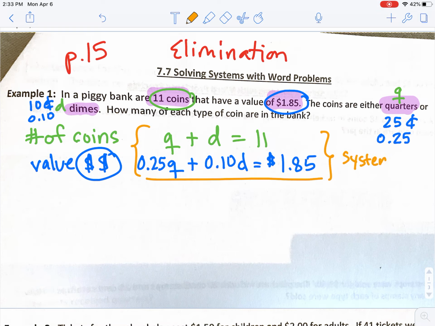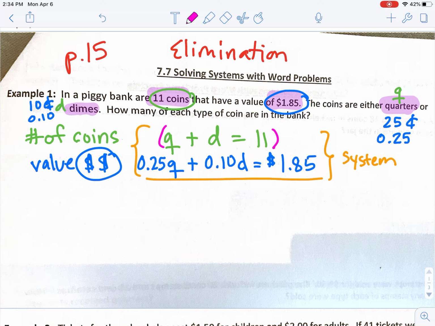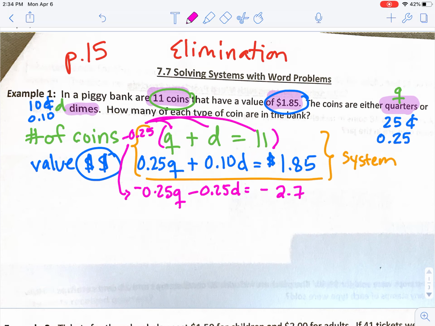So here's my system. Now, the best way to solve this is going to be probably elimination, just because we could pretty easily eliminate one of these variables here. So I'm going to go ahead and use elimination. I'm going to multiply the first equation by negative 0.25, right? Because that's going to get my Q's to cancel out. So if I do that for each one, and I'll rewrite it now down here. So I'll have negative 0.25 Q minus 0.25 D, and then negative 0.25 times 11 is negative 2.75.